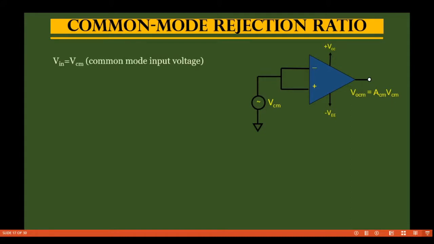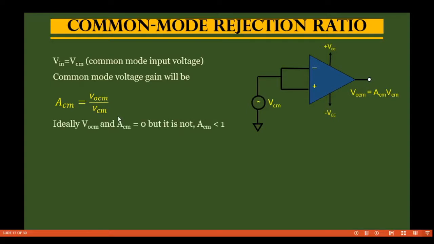But this is not the case in the practical scenario. Here we have changed the input voltages to a common mode input voltage. This common mode voltage gain will be denoted as output common mode voltage upon the input common mode voltage. So VOCM is the very small amount of voltage we are getting at the output. Even when we are applying the same voltages at the input, we are getting some amount of output voltage. That amount of voltage is VOCM and the input is VCM. So ideally VOCM and ACM should be equal to 0, but this is not the case in the practical scenario.